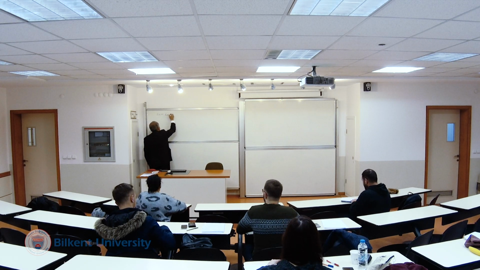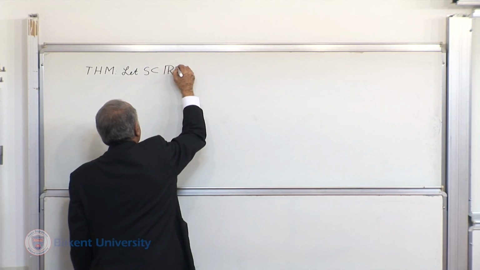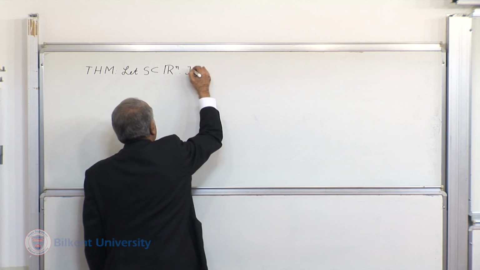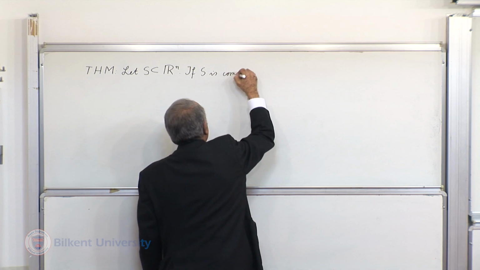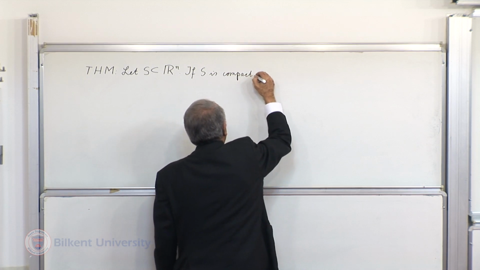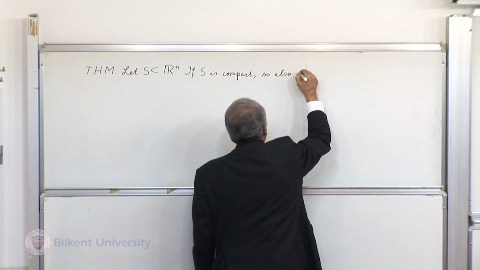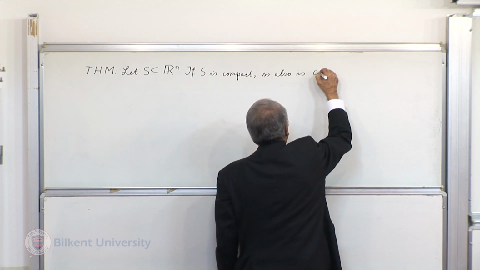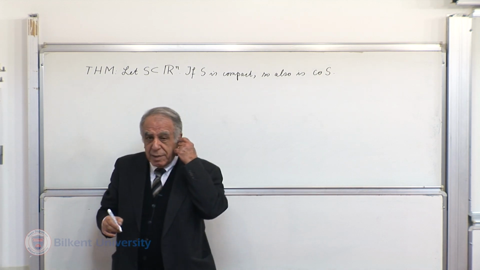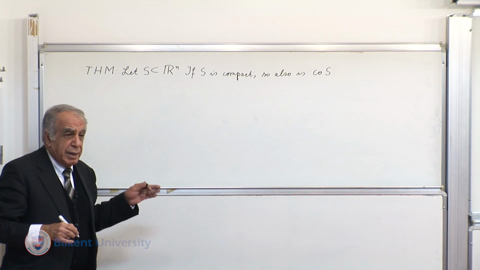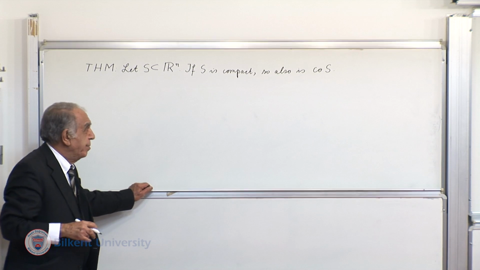Let S be a subset of Rn. If S is compact, so also is the convex hull of S. Now here, this will have a short proof, but will utilize several theorems.